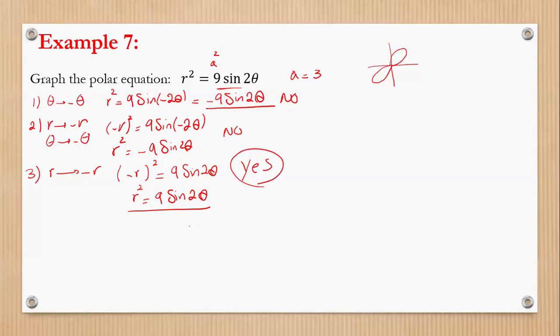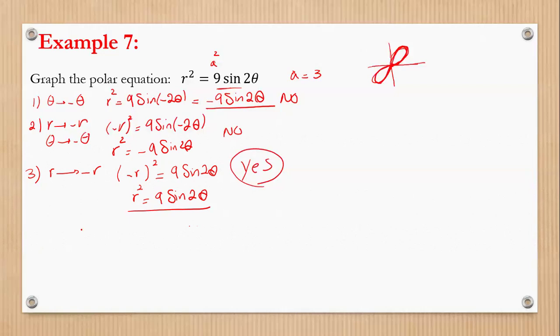Symmetry about the origin means whatever you have on this part can be on the other side as well. But as you see, it's not symmetric about the polar axis because for everything that's above the x-axis, nothing is under the x-axis. And it's not symmetric about the y-axis because whatever I have on the right side of the y-axis doesn't have the same on the left side.